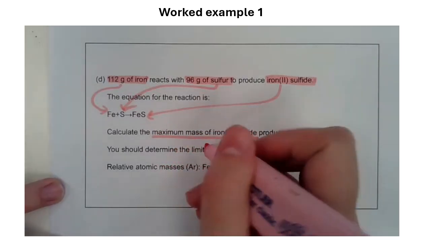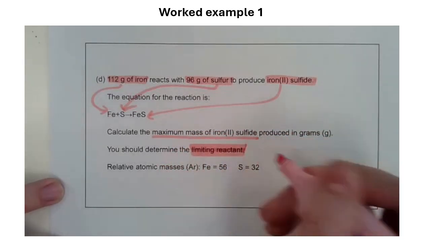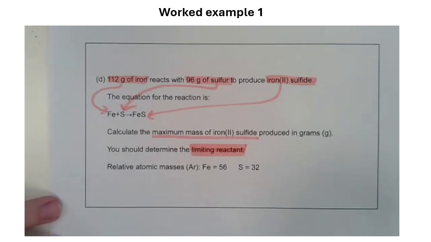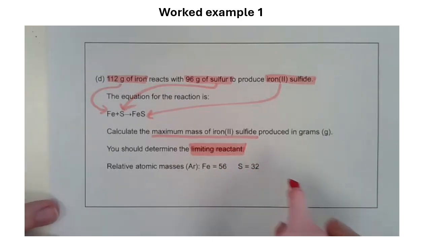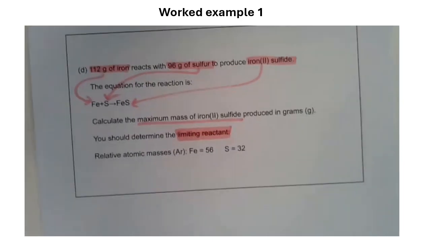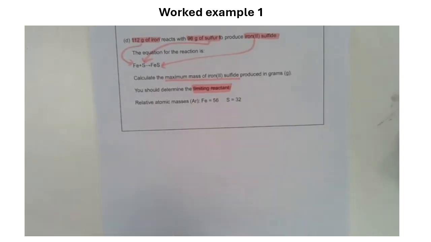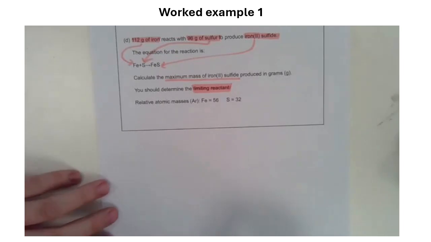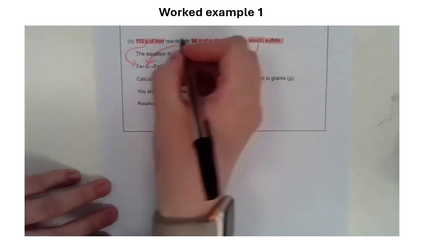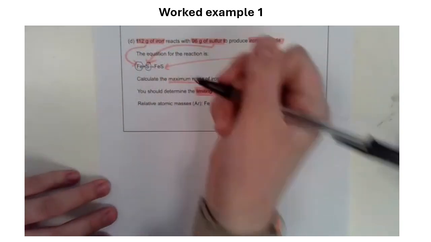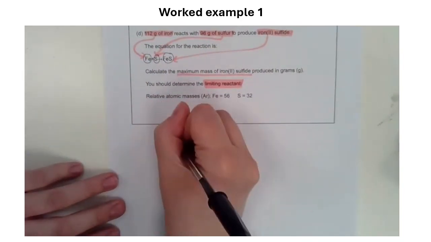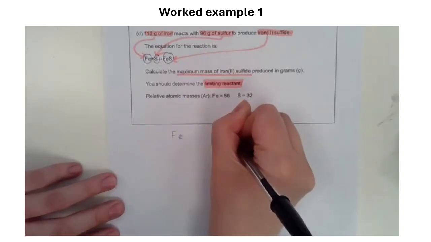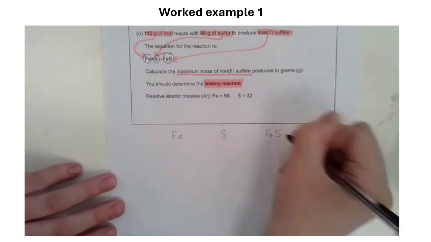You should determine the limiting reactant. As soon as you see that, you know this is a 6-mark question. It gives you the relative atomic masses here for iron and for sulfur. So, we're going to get started in a very similar way as we do with our reacting masses. We're going to identify the substances involved in our reaction. In this case, I've got iron, I've got sulfur, and I'm calculating the mass of iron sulfide. So I will need to have 3 columns: iron, sulfur, and iron sulfide.